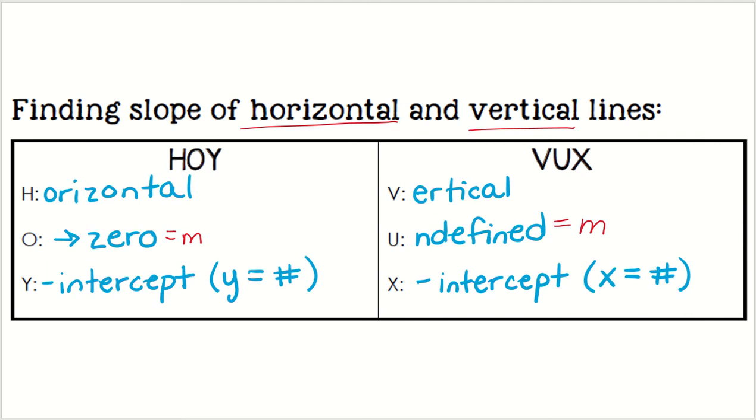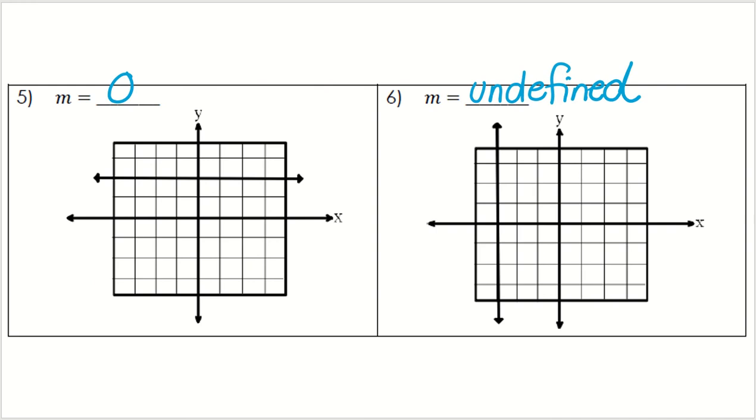Pause the video, and when you come back, you will have the answers. All right, so you should have gotten, for number 5, horizontal, so it's a slope of 0, and then number 6, vertical, so it's a slope of undefined.